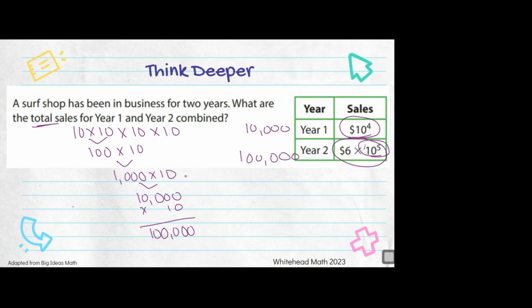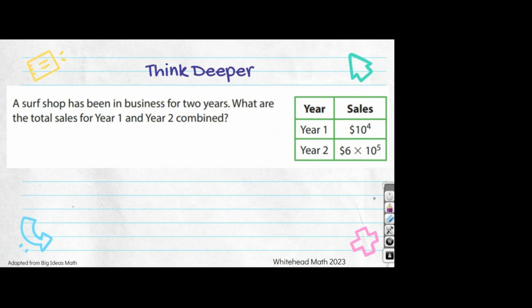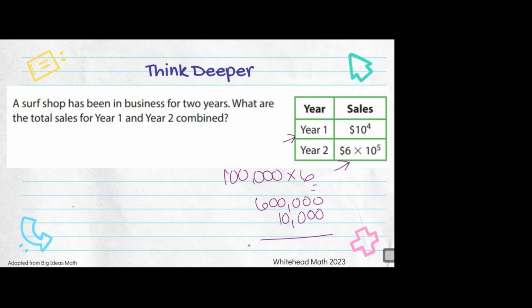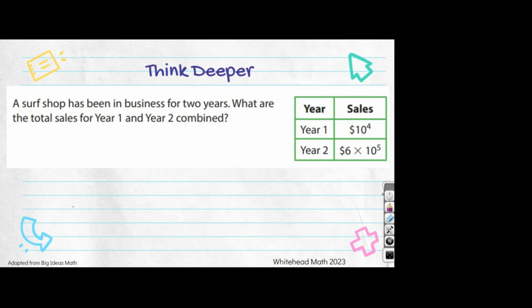Okay, but we're not done yet because we need to combine them. 100,000 plus 10,000. Okay, but we have to multiply 100,000 times 6. And you should get 600,000 plus, okay, that value plus 10,000. Okay, and what do you get? $610,000. Very good. Let's continue.